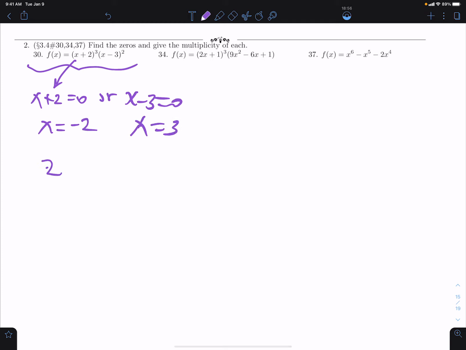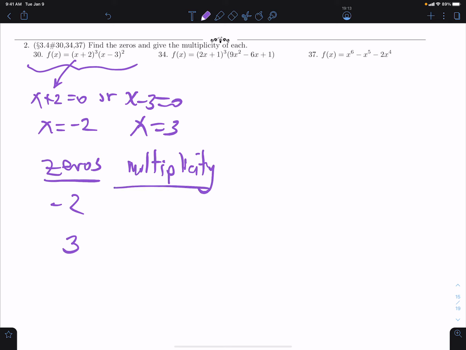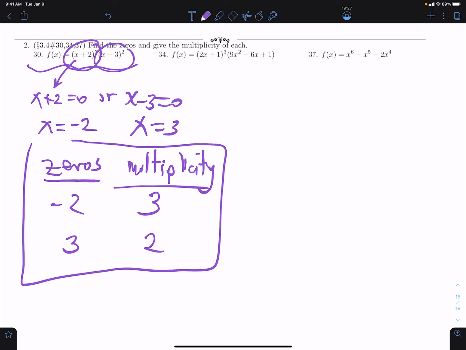And so we'll call those the zeros. We could also call those an x-intercept or a root. That's roughly synonymous. They have a slightly different meaning. But we want to find the multiplicity. This factor of x plus 2 is raised to the third power, so negative 2 has multiplicity 3. And x minus 3 is raised to the second power, so the zero 3 has multiplicity 2. And those are the zeros and multiplicities of exercise 30.